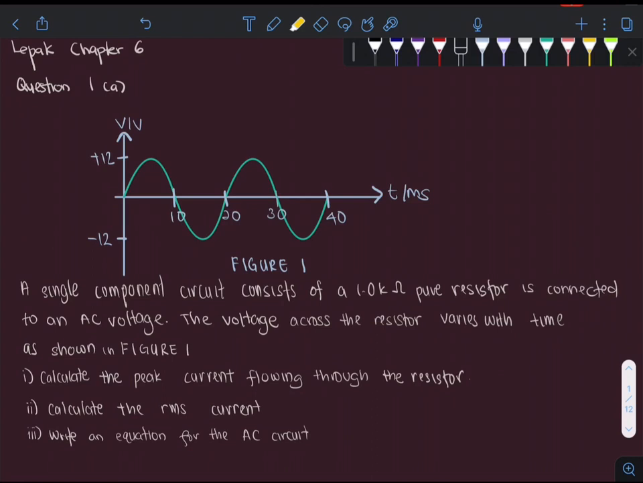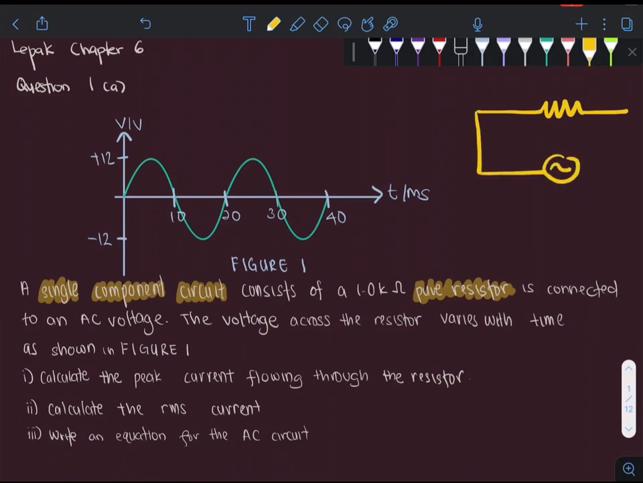So, in this question, we have a single component circuit. What does this single component circuit mean? That you have only one component connected in this circuit, which is the pure resistor. So our circuit is going to look something like this, where you have a resistor connected across an AC voltage. So this is our single component circuit, and this pure resistor has a value of 1 kilo ohm.